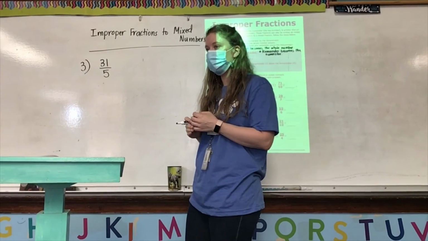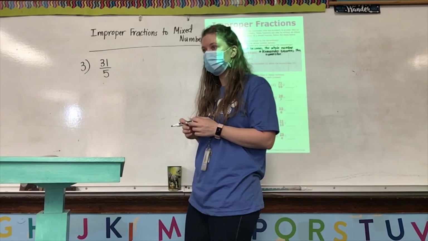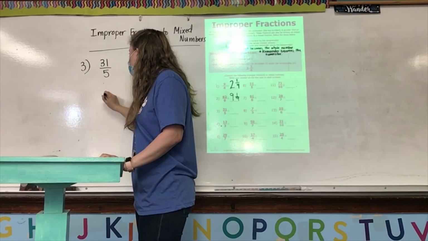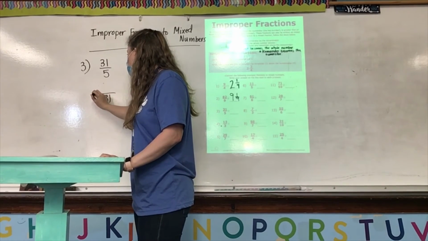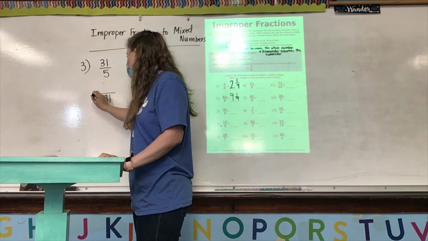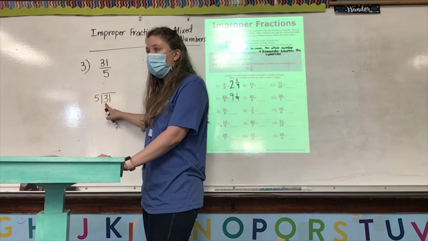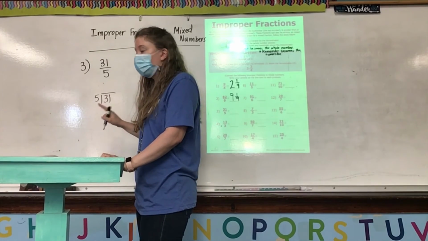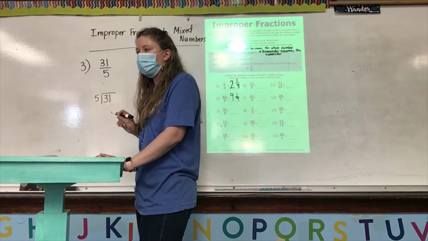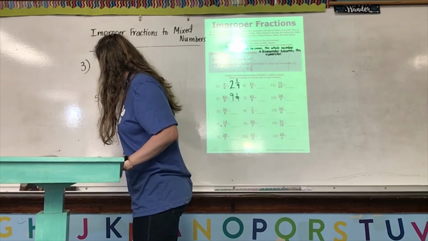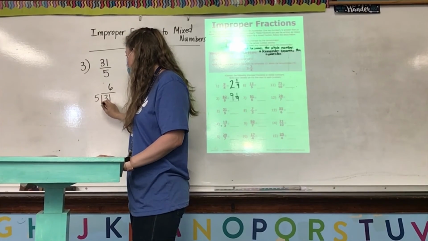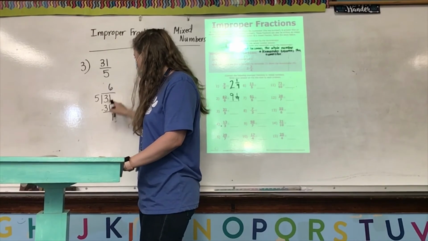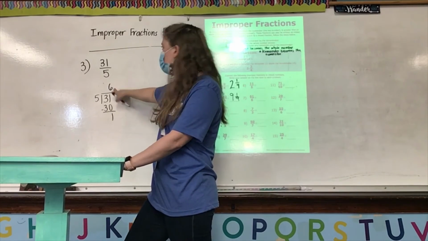You can divide the numerator by the denominator. So our numerator is 31, and we divide by our denominator, which is... Mason, can 5 go into 3? What about 31? How many times does 5 go into 31 without going over? 6. Mason, 6 times 5 is? 31 minus 30 is?